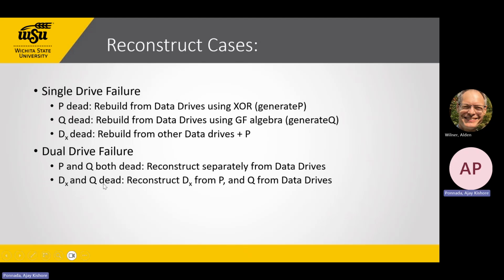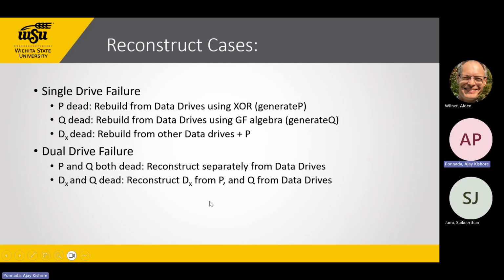What if DX and Q are dead? One of the data drives is dead and parity drive Q is dead. We can reconstruct DX from P. Yes, we can use the P drive and the other data drives to rebuild our dead drive. And then we can rebuild our Q drive again using all the rest of the drives.